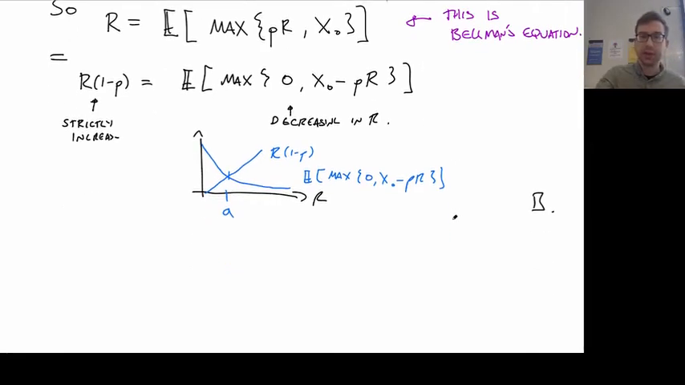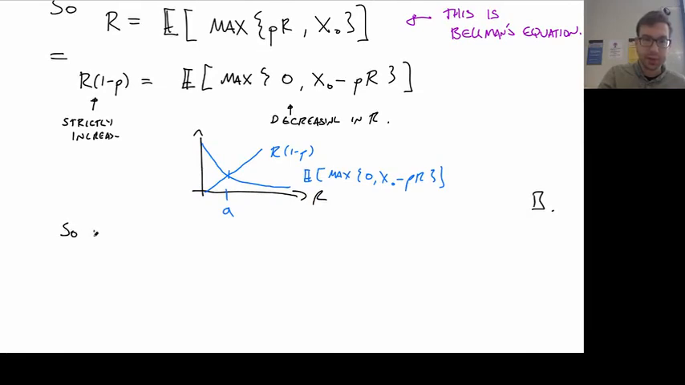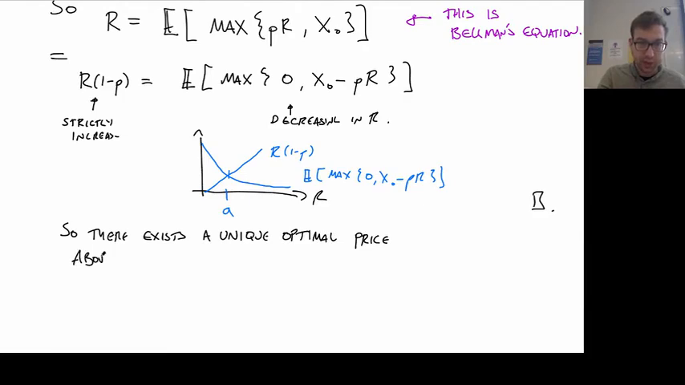So I just add the note that there exists a unique optimal price above which you sell the fish. Okay.